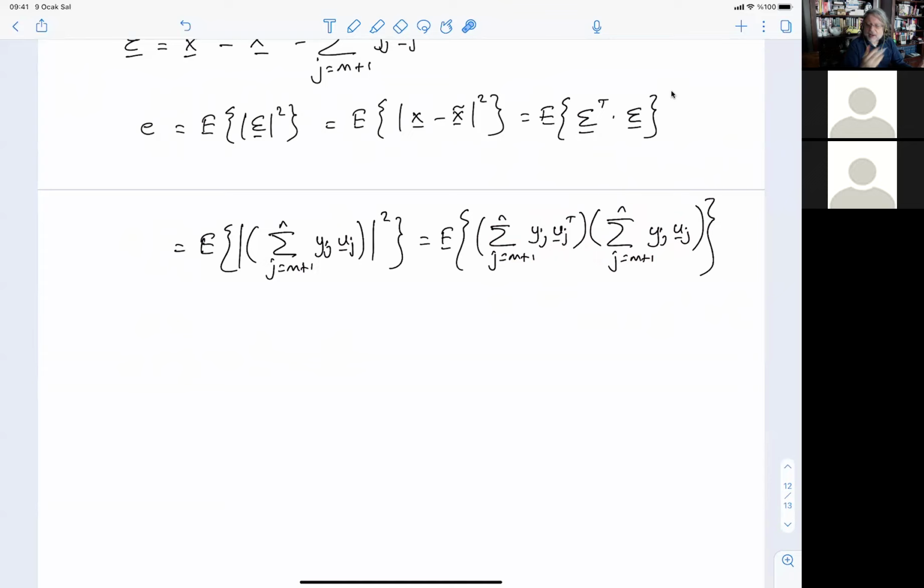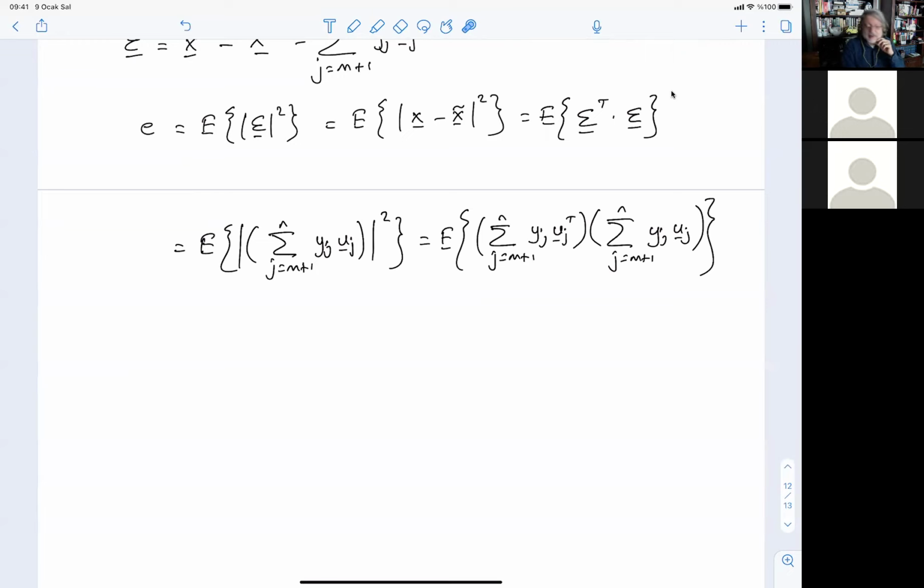For instance, y_{m+1} u_{m+1} transpose times y_{m+1} u_{m+1} is the first term. Then the first with the second of the second summation, then the first with the third, the first with the fourth, etc. And then the second with the first, second with the second, second with the third, and then third with the first, third with the second, third with the third, third with the fourth, etc. It goes on like that. So there are many terms here.